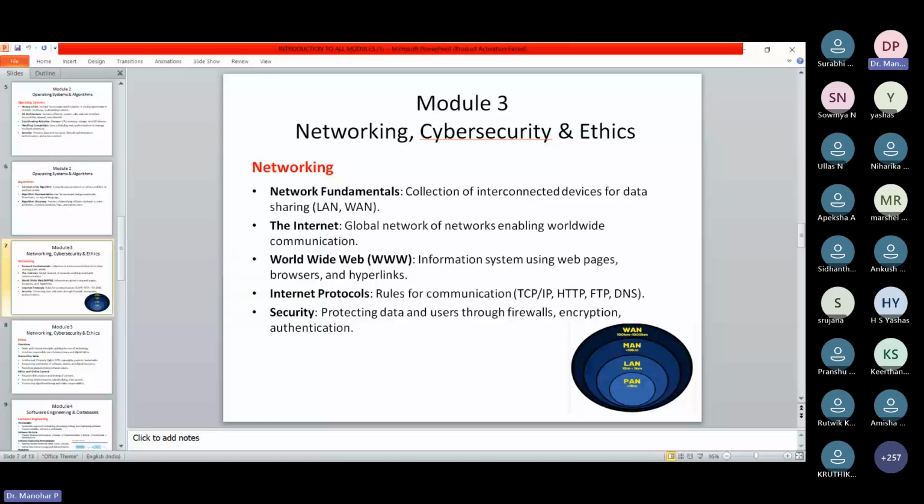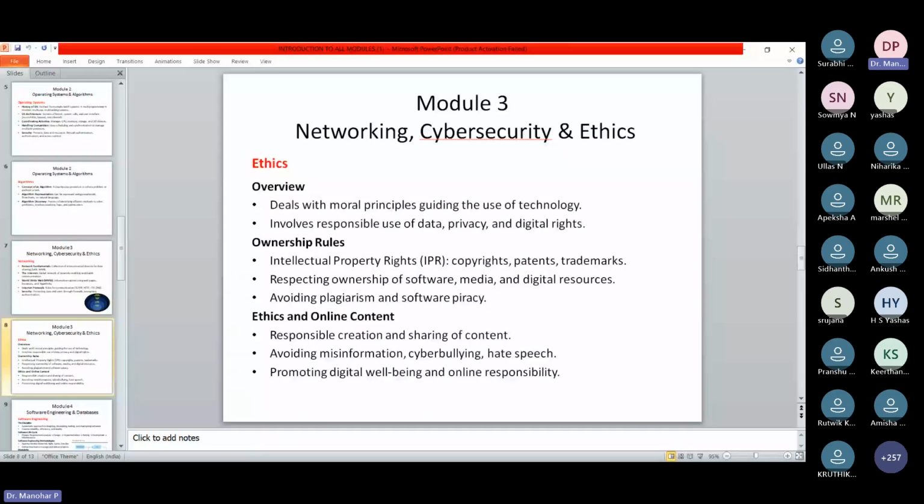Then coming to ethics, these are moral principles. You need to know how to use the technology and how you are responsible for data, privacy, and rights. You'll be studying IPRs and ownership rules: copyrights, patents, trademarks. How to create content and share it with responsibility, how to avoid misinformation, cyberbullying, and hate speech. So all these ethical values will be studied here.